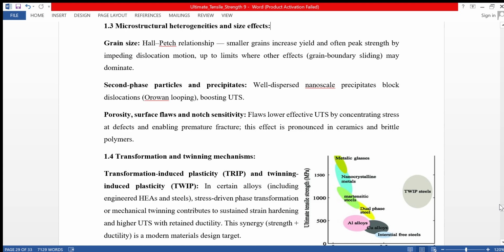The synergy is a modern material design target. This is where we see transformation-induced plasticity, twinning-induced plasticity, and interstitial-free steels, and they are different elements showing their ultimate tensile strength: metallic glasses, crystalline nanomaterials, all of them showing their ultimate tensile strength.